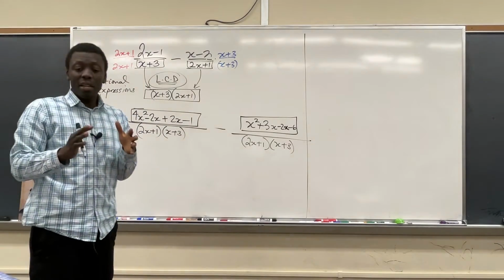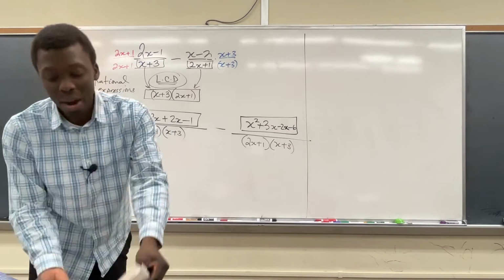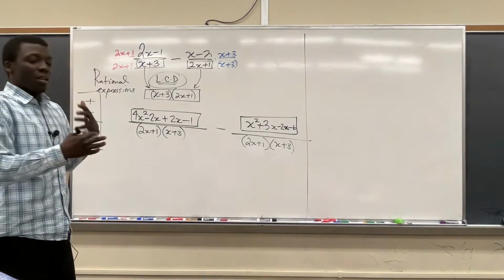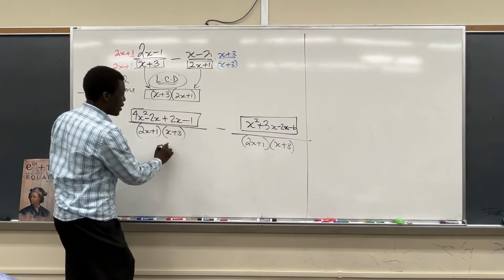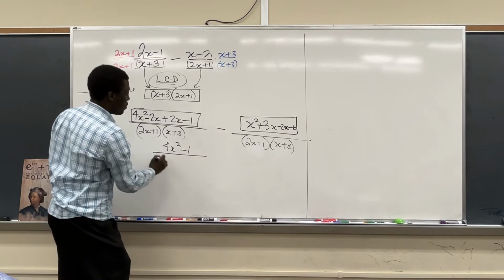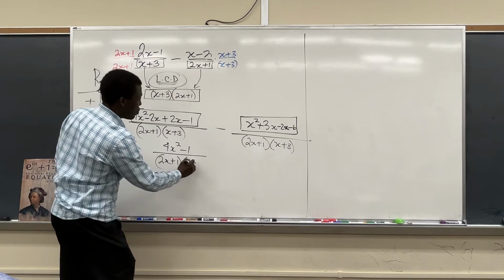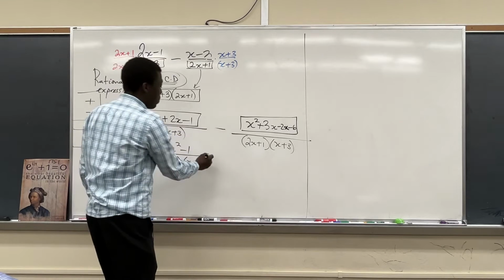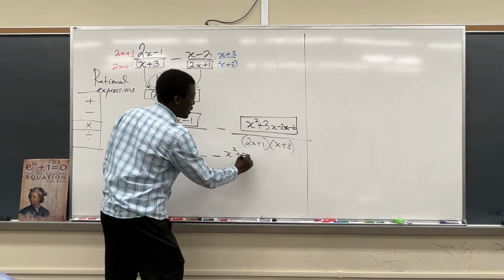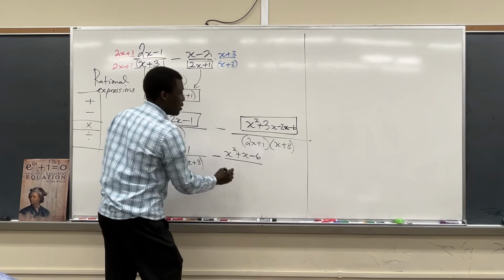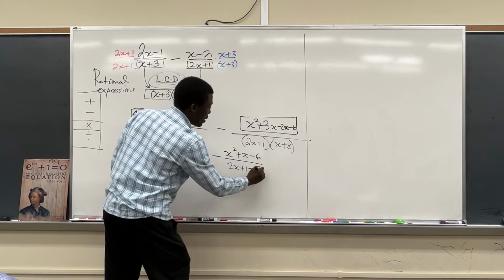Again, this is a CLEP practice problem. This is actually number 42 from the CLEP practice. We're just looking at reviewing our understanding of polynomials. And so then this part becomes 4x squared minus 1 divided by 2x plus 1, x plus 3. And that part becomes x squared plus x minus 6 divided by 2x plus 1, and then x plus 3.